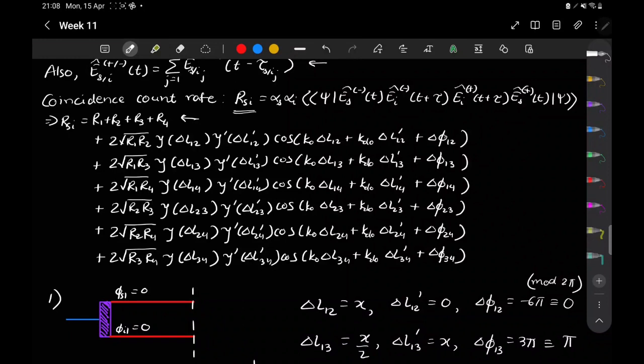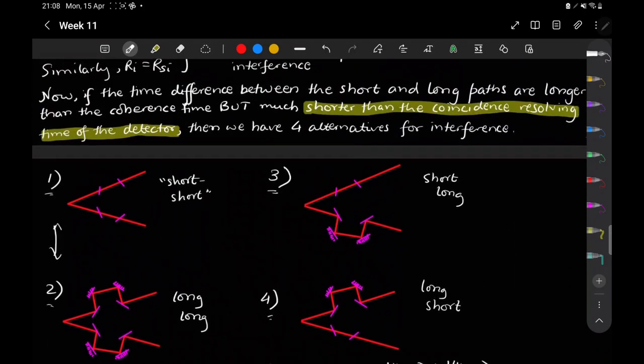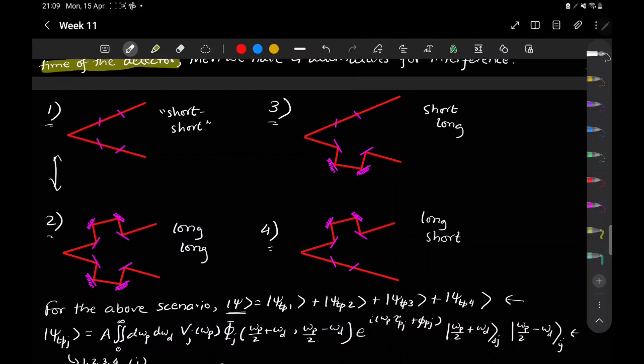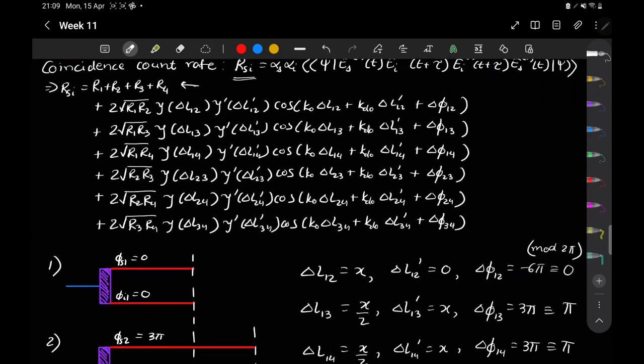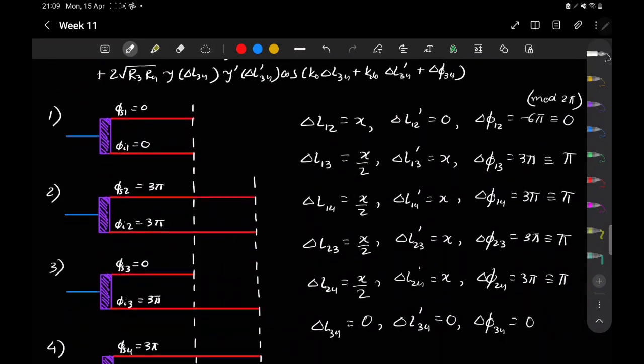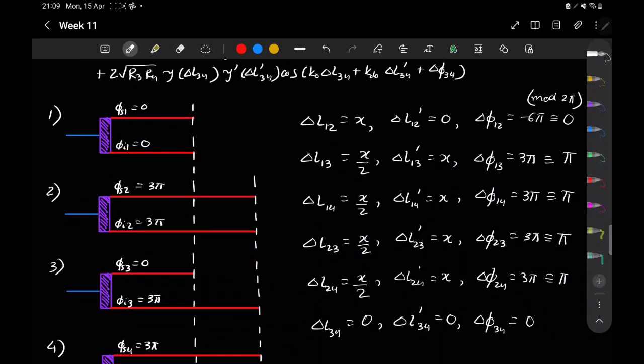And again, this coincidence count rate will be the same as one photon count rate, because if one photon is at detector DS, then its entangled partner will automatically be at DI. There is no other possible alternative that it can take. Okay, so this brings us to the end of first problem for the week 11 problem set. If you have any queries, feel free to ask before we proceed further.